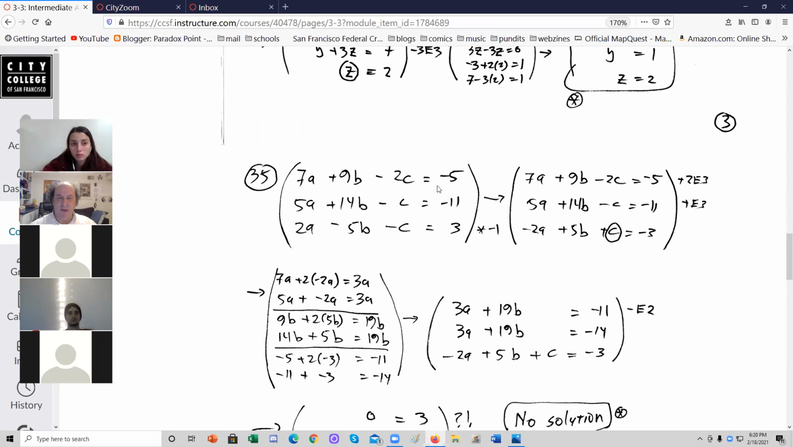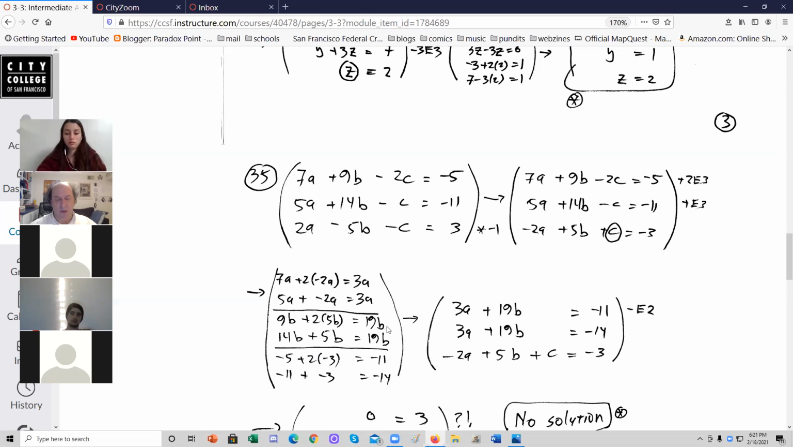Well, here we'll go with this. 7a plus 9b minus 2c equals negative 5. 5a plus 14b minus c equals negative 11. 2a minus 5b minus c equals 3. In this case, I rescale this by a negative 1 to get negative 2a plus 5b plus c equals negative 3. Now I'll pivot on this entry, this c here, to eliminate this c here and this minus 2c here. We do that by adding twice equation 3 to equation 1, and by adding equation 3 to equation 2.